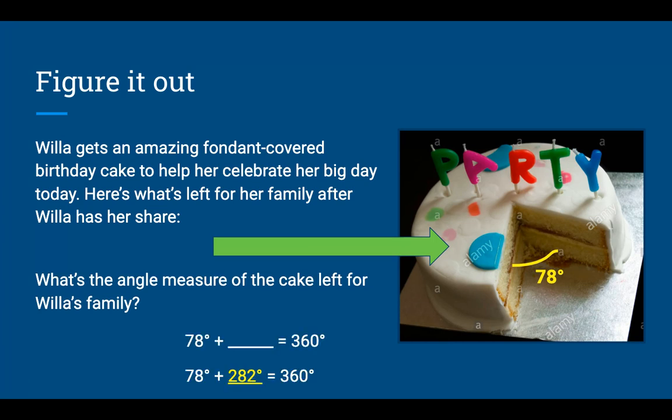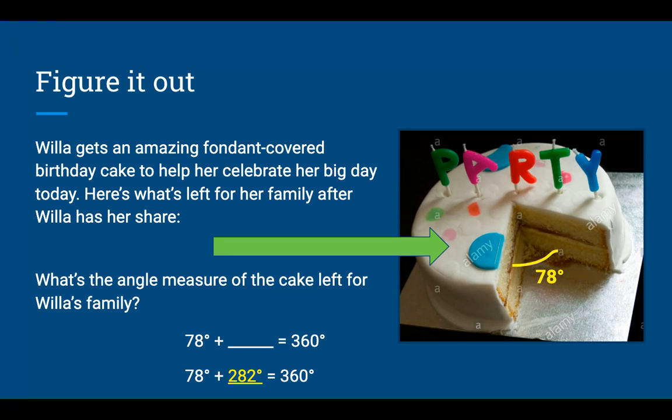All right. So I thought to myself, well, you guys have been working on the fact that a full turn is 360 degrees. Remember, you did some work with the clock at the beginning of this week and just before the week of enrichment. If you think about a full turn or a full circle or all the way around the clock face, it's 360 degrees. That means if Willa's cake is a circular cake, the full angle measure around the turn is 360 degrees. So if she ate 78 degrees worth, we could add that with some missing part left for her family to make a total of 360.